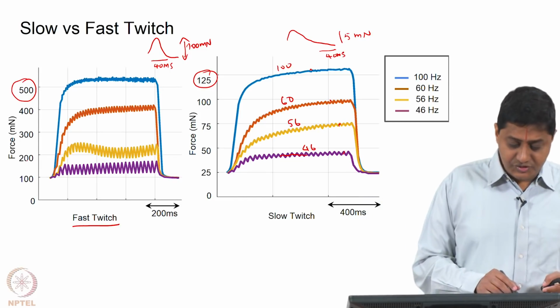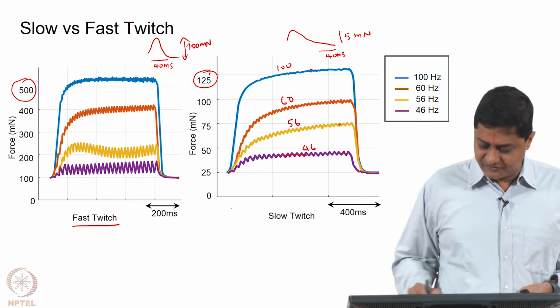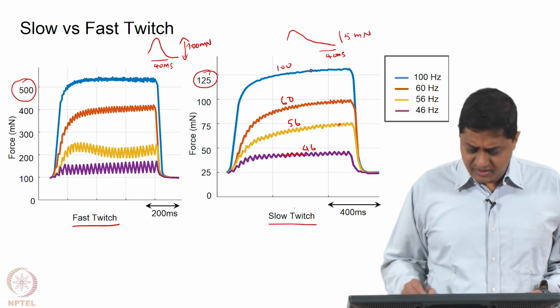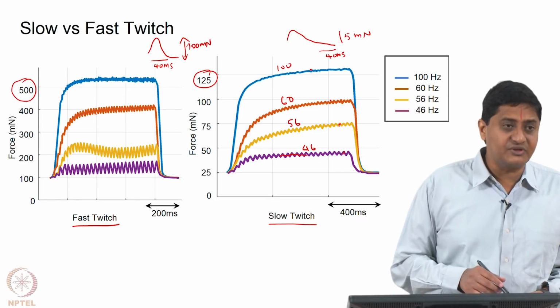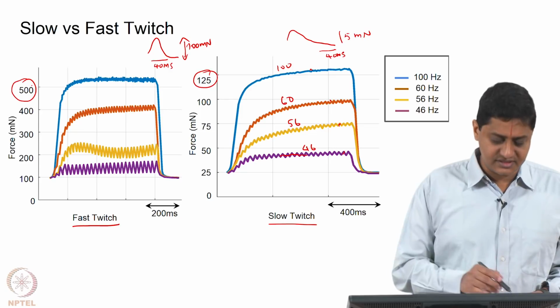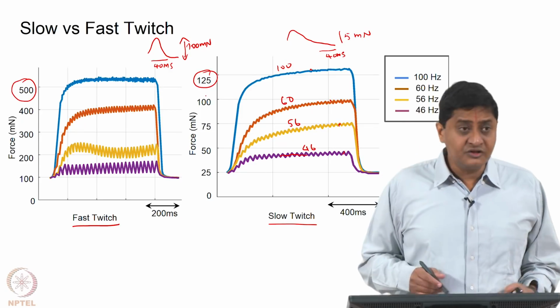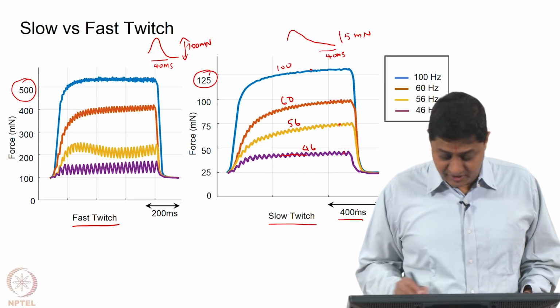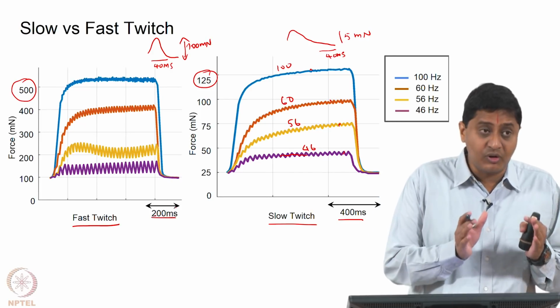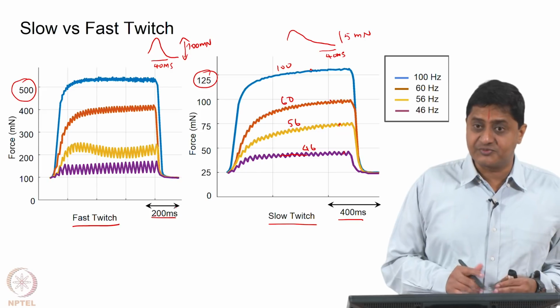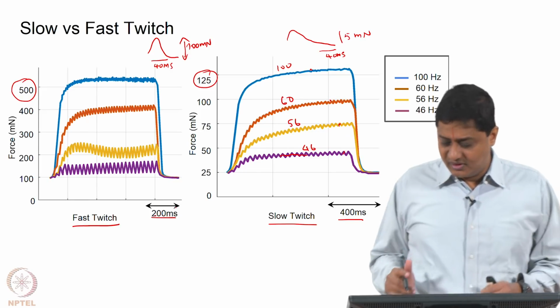That is true also in the fast twitch fibers. This is in the case of slow twitch, and this is also true in the fast twitch fibers, except that the force produced is much greater. It is about 500 millinewtons here, and about 100 there. So, the scales are different, please note that. Also the time scale is different: this is 400 milliseconds and this is 200 milliseconds. So, that amount of force in the fast twitch fiber is produced in a smaller amount of time.